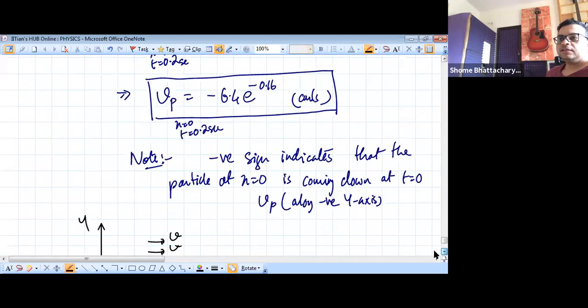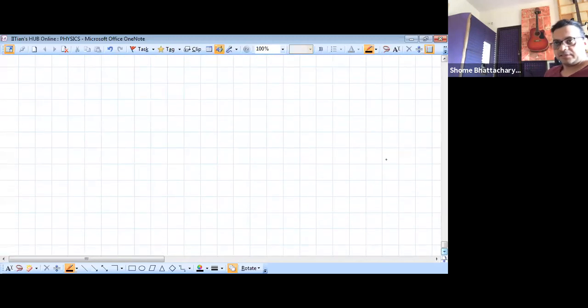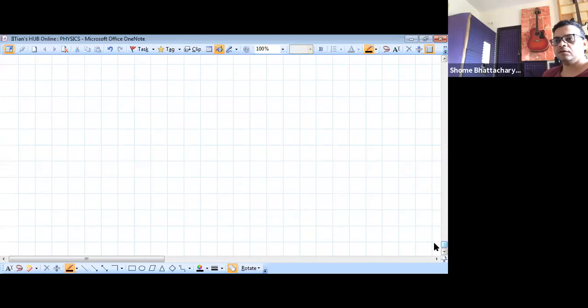Okay, so that is about particle velocity and particle acceleration. So with this discussion, we complete the part where we understood the general equation of transverse waves and the significance of the various quantities in the general equation. Now we come to the more specific part of understanding what is called sinusoidal or harmonic transverse waves.